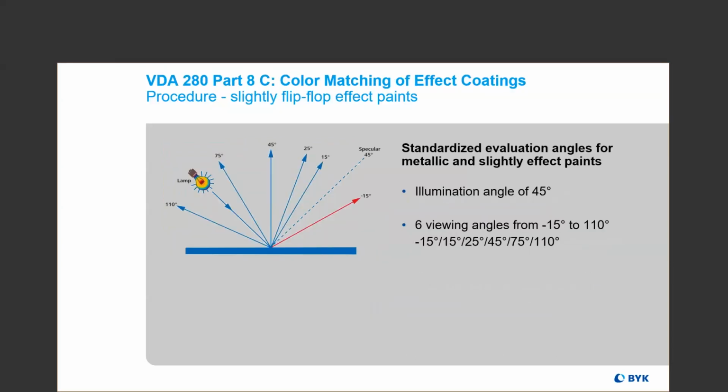So for instrumental color evaluation, we're seeing a diagram here of the typical setup of a multi-angle color instrument, where the lamp is illuminating the sample at a 45-degree angle. And there are 6 measurement angles or viewing angles ranging from negative 15, what we call behind the specular angle, all the way up to the 110. And so when we do visual evaluation, we want to match that setup as closely as possible. And so it's important to understand which of these angles you're actually viewing the surface at.